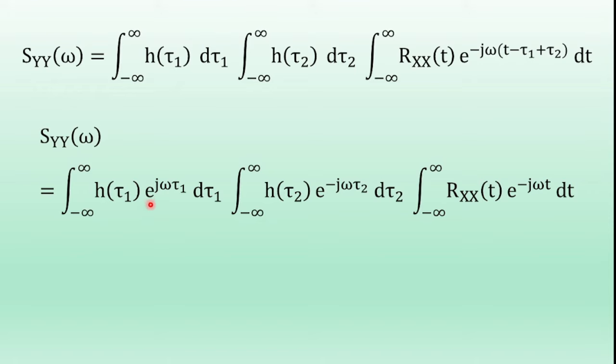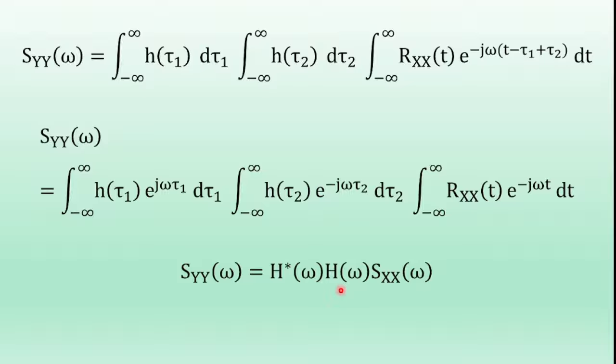And this first term is the definition of the Fourier transform, and that is the Fourier transform of h of minus tau 1. So that is h conjugate of omega. The first integral term is the h conjugate of omega. And the second term is the definition of the Fourier transform, that is h of omega. And the third integral term is the power spectral density of the random process x of t. So that is Sxx of omega.